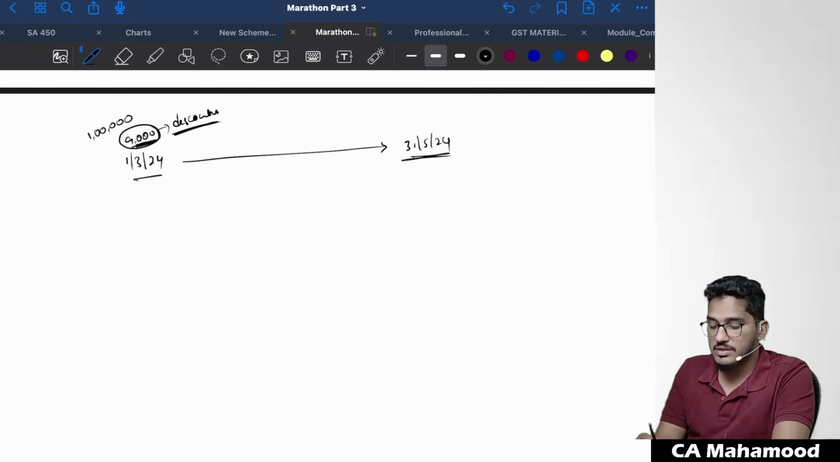Now, how to recognize this 9,000 rupees of bill discounting income? Should I recognize it all at once or over the tenure of the bill? Bill discounting is nothing but a financing activity. So the Banking Regulation Act says that bill discounting income should be recognized over the tenure of the bill, not all at once.